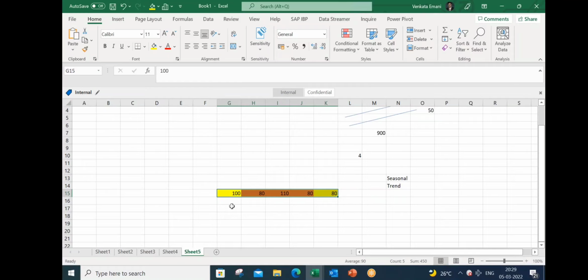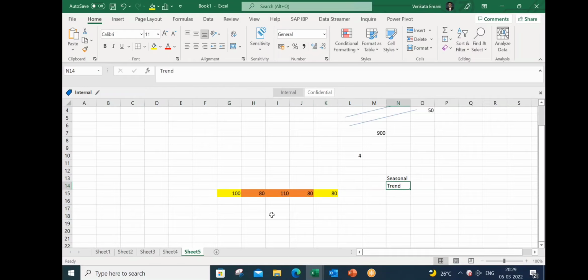To find seasonality, the system has some parameters and formulas. Based on your history numbers, it will try to see if you have any seasonality pattern, and if you have some seasonality, then it will give your forecast accordingly.